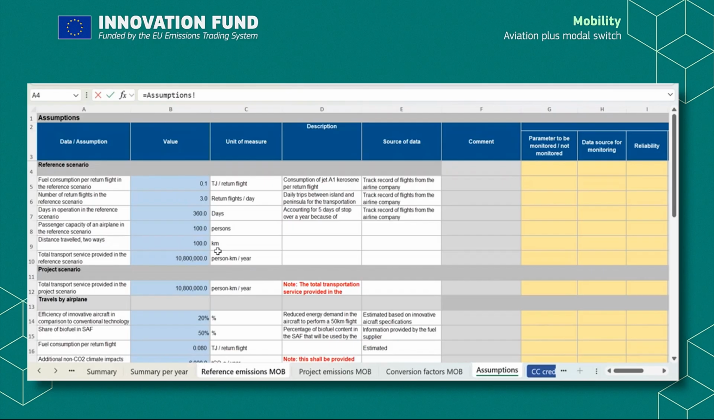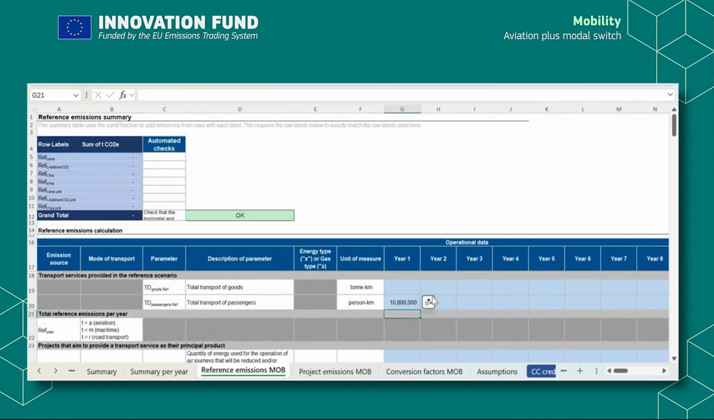Number of flights per day. Number of days in operation. Capacity of the reference aircraft. And the distance of the return journey. This will result in 10,800,000 person-kilometer per year. I will then shift to the calculation of emissions for the delivery of these transportation services.